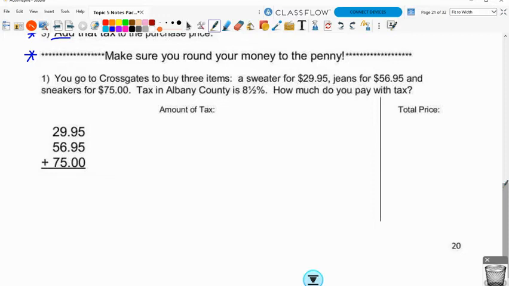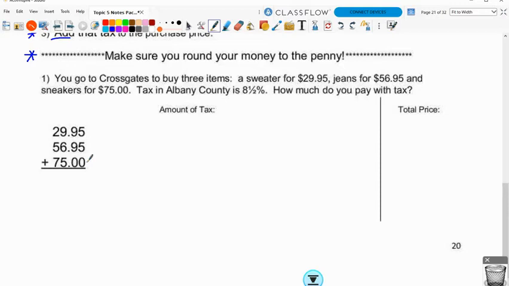The tax rate of Albany County is 8.5%. So we want to know, how much will you pay with tax? Okay. Before we can get the total price, we have to know how much the tax is. And before we can get the amount of tax, we have to know what the subtotal is. So we're going to start by adding up our 3 items.